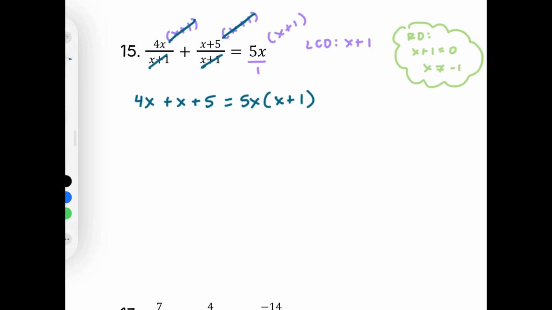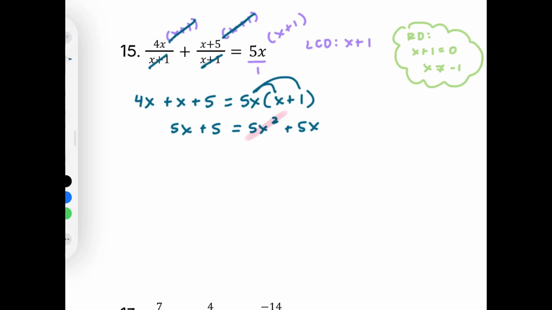All right, so we're going to combine like terms, distribute, and then solve for x. So on the left side, 4x plus x would give you 5x plus 5 equals, to distribute this in, so we have 5x squared plus 5x. I want to get everything to one side. Remember that when you have something that's squared, usually means you're going to have to factor.